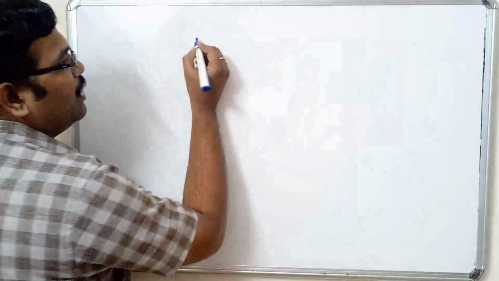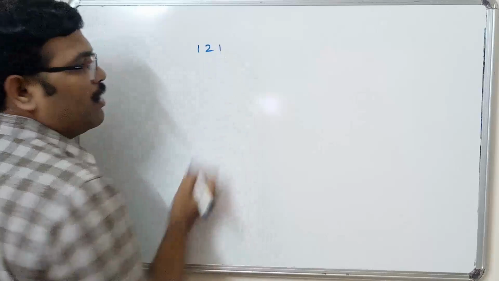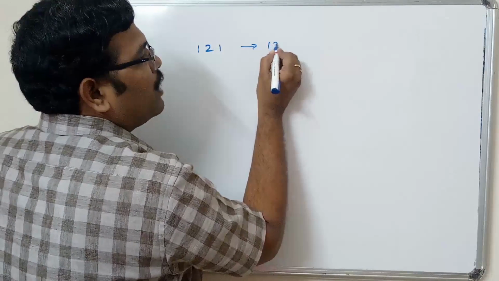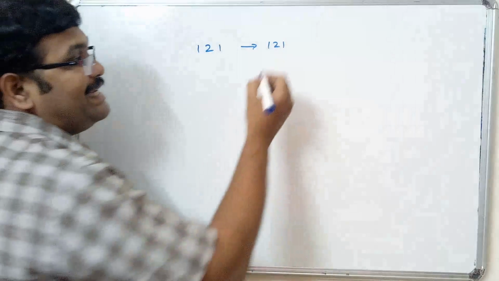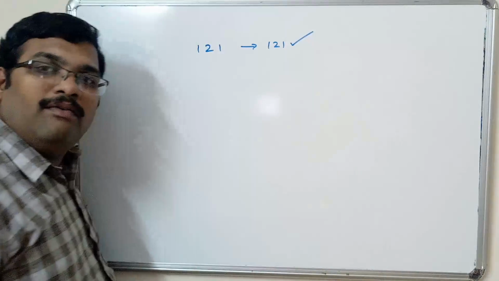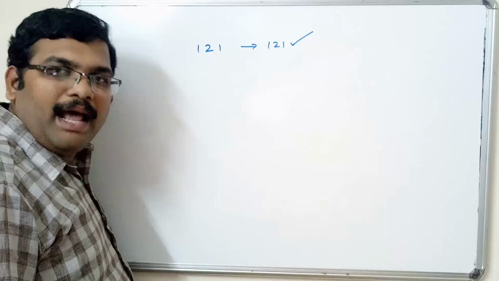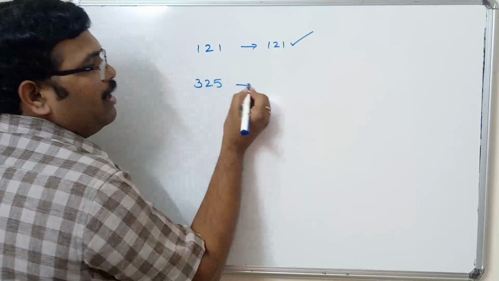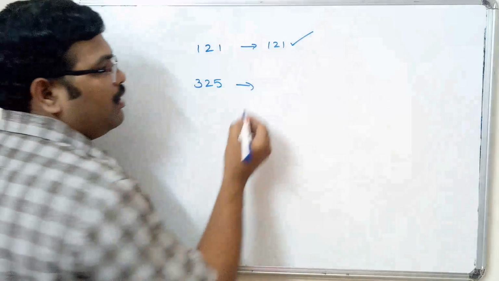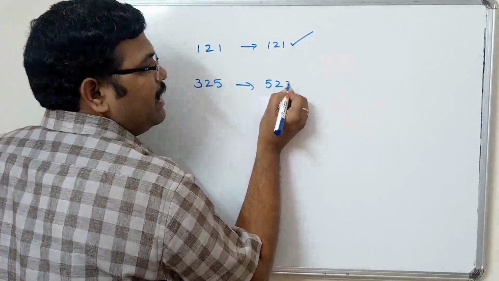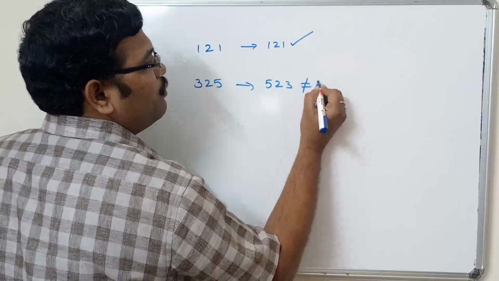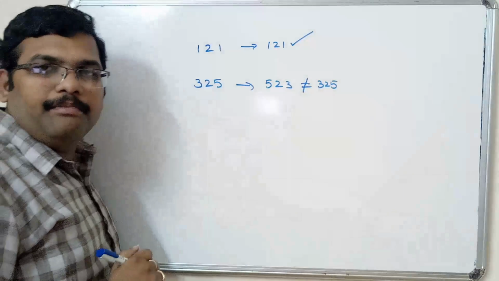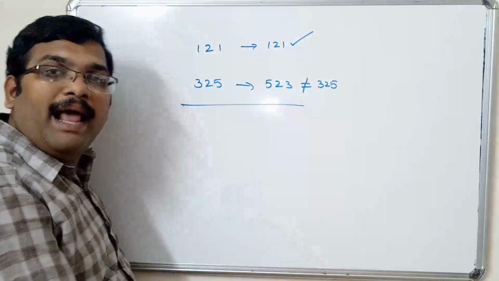For example, if we take 121 and reverse this number, again we will get 121. So this 121 will be called a palindrome. If we consider 325 and reverse it, we will get 523, which is not equal to 325. So this is not a palindrome. This is called a numerical palindrome.